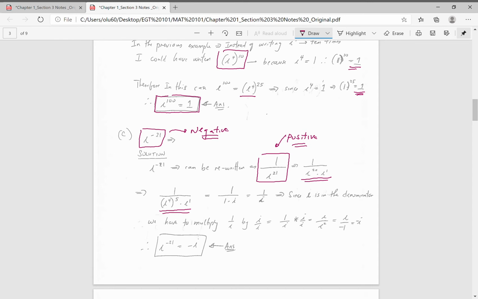i to the 4th, 5 times is nothing more than just 1. Okay, 1 raised to the power 5 is 1, times the i gives us the i. But since i is in the denominator, we have to multiply it by i over i. So we get 1 over i times i over i. Okay, we know that i times i in the denominator is i squared, which is negative 1. And then 1 times i is nothing more than i. So now in this case, our answer is negative i, okay, which we have here.